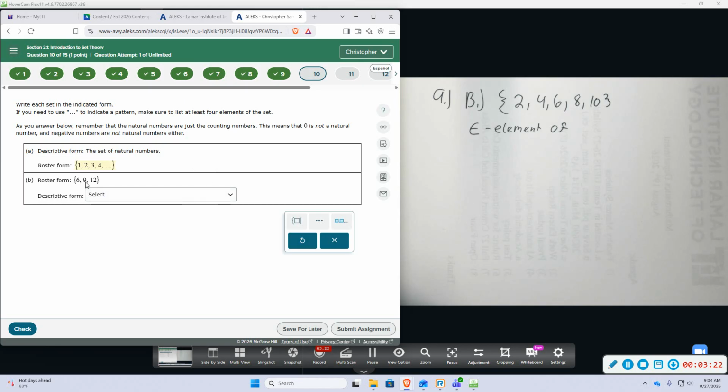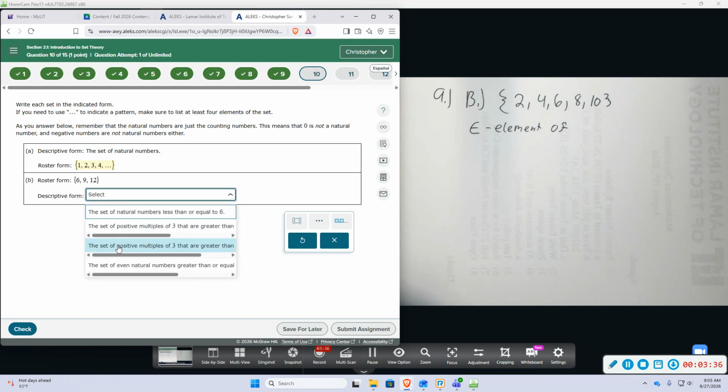And then the roster form is given 6, 9, 12. So these are multiples of 3. They're natural numbers. They're all positive. But we're going to see which one of these sets do a better job of describing it. So the set of natural numbers less than or equal to 6, that would not be correct. Set of positive multiples of 3 greater than or equal to 6, less than or equal to 12. That looks good. Multiples of 3, greater than or equal to 6, less than or equal to 12.